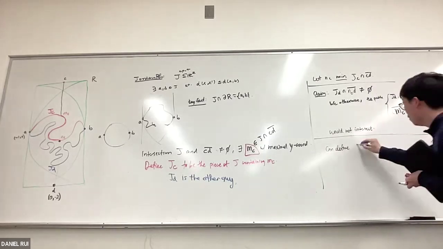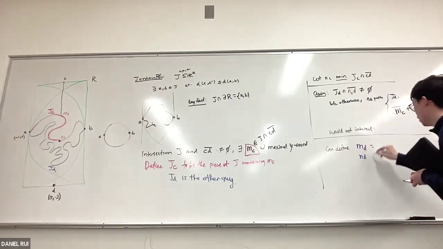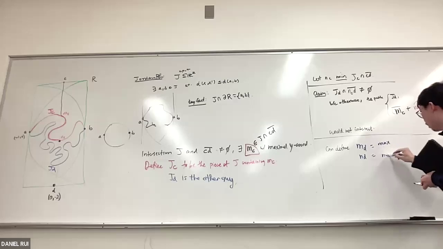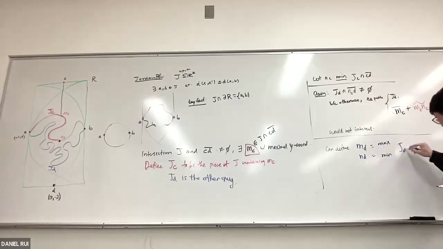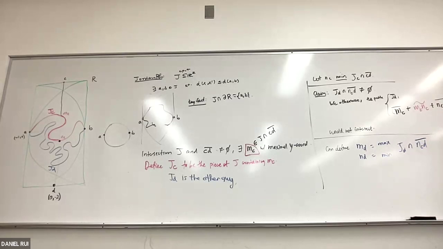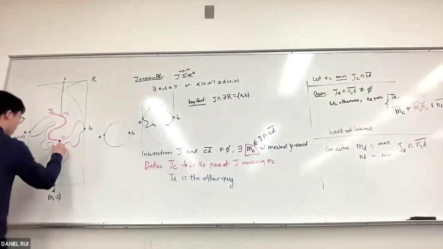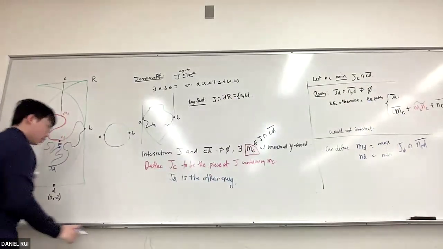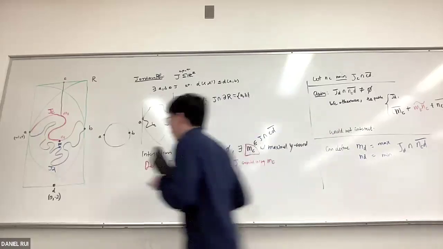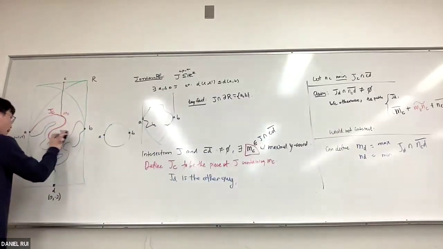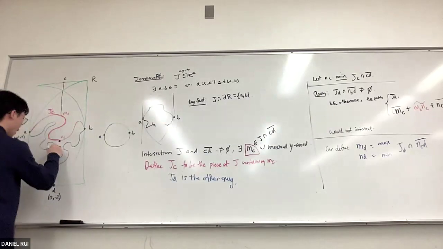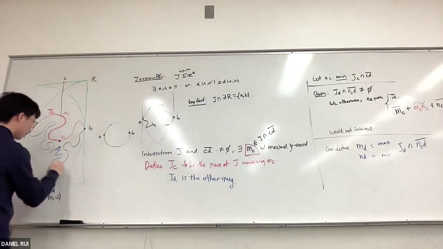Now define MD and ND to be the maximum and minimum, respectively, of JD intersect NCD. So it's going to be there. I'll draw them. There's going to be MD, and there's going to be ND.